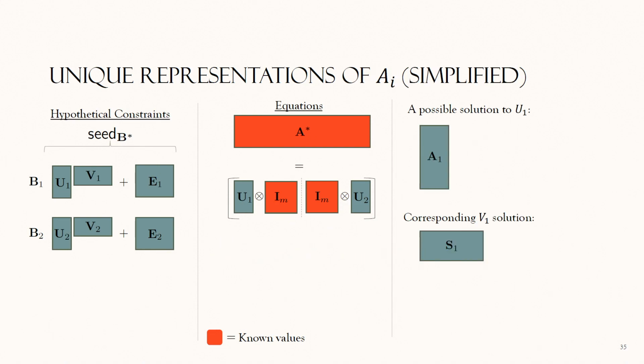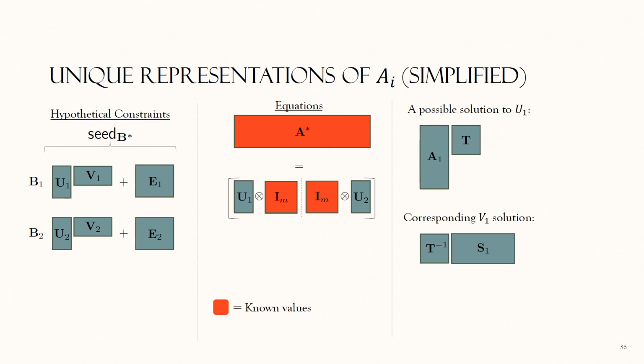What's a possible solution? Well, a possible solution for U1 is just A1, and the corresponding V1 solution for the secret is just S1. But obviously, you could just multiply A1 by any invertible transformation T, and S1 by T inverse, and this would also be a possible solution. So you actually have tons of solutions. And how do we make a unique solution possible? Well, we're going to break A1 into its top square block and a bottom rectangular block, and pick T to be the inverse of the top block.